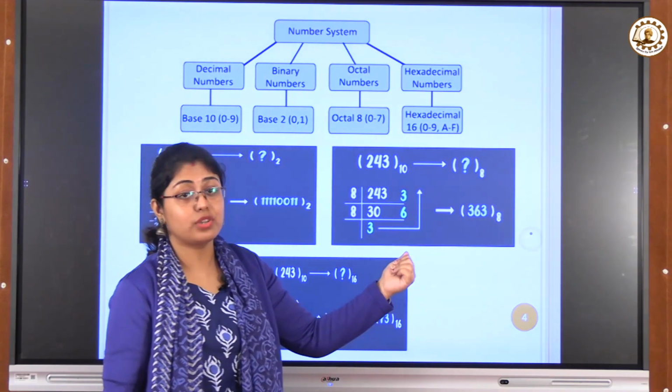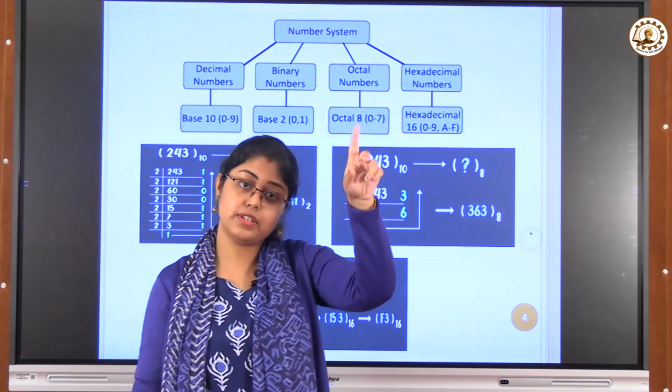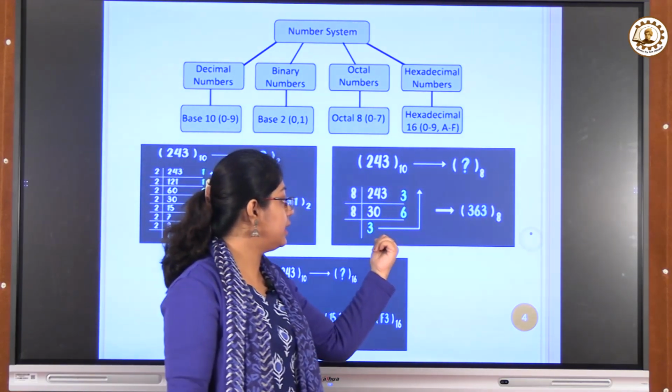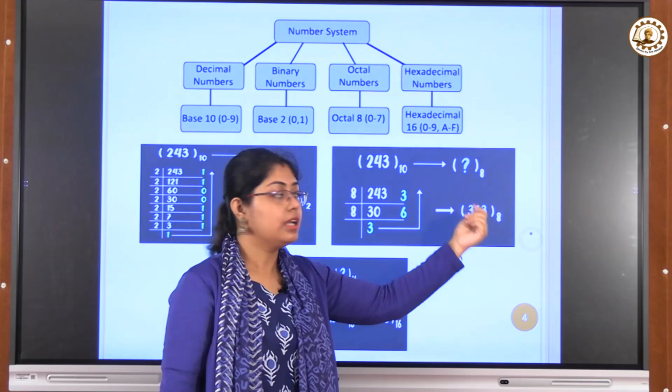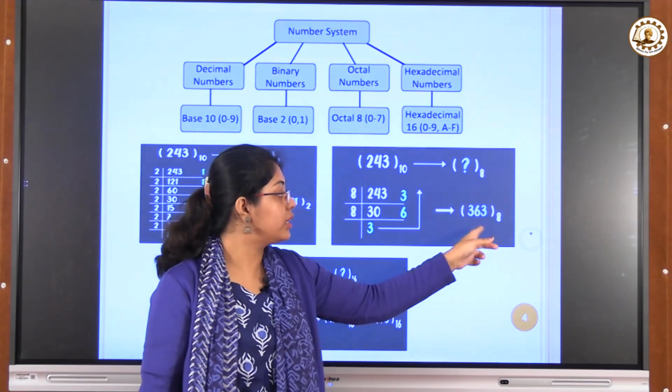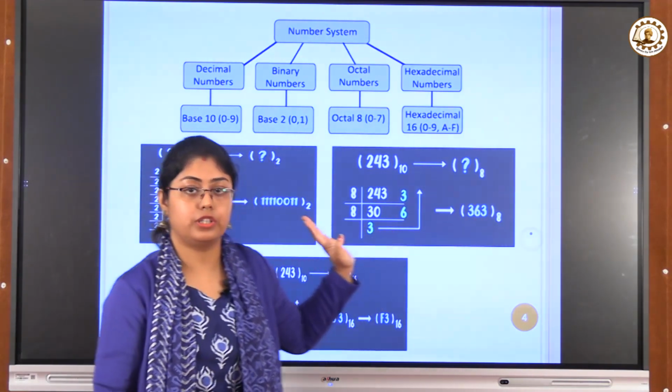Now again we have to write in the same manner, that is in the reverse way. So starting with 3, 6, 3 in octal. So the conversion is coming as 363 in octal.